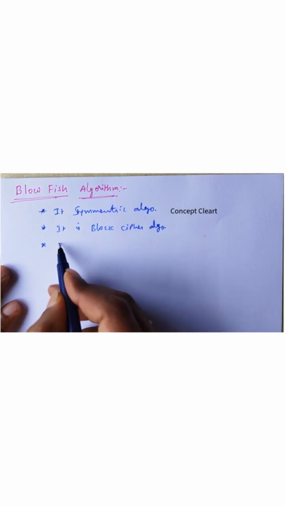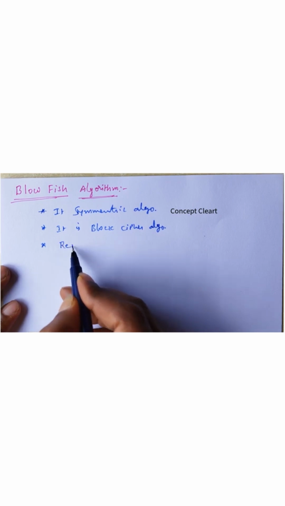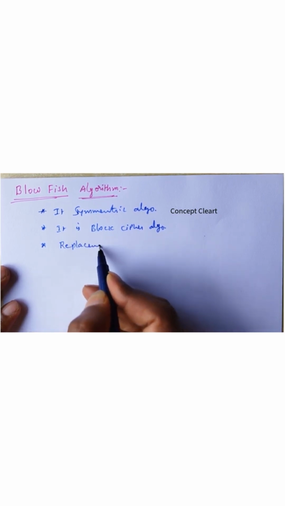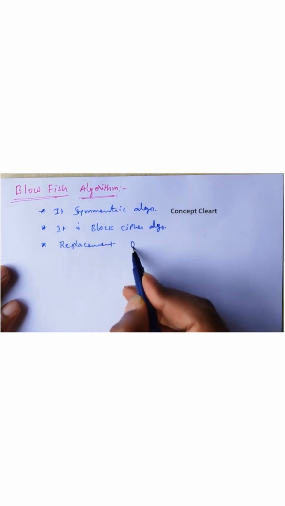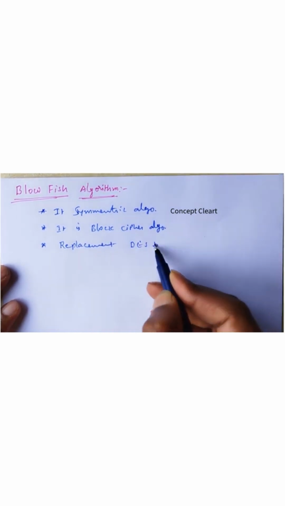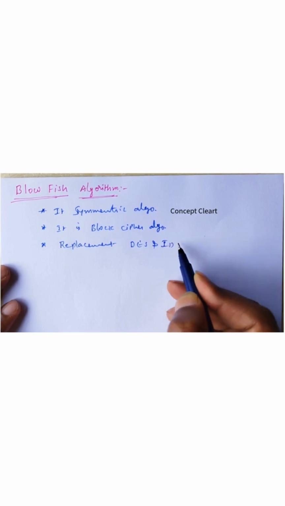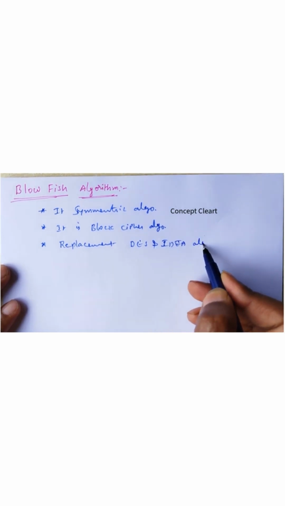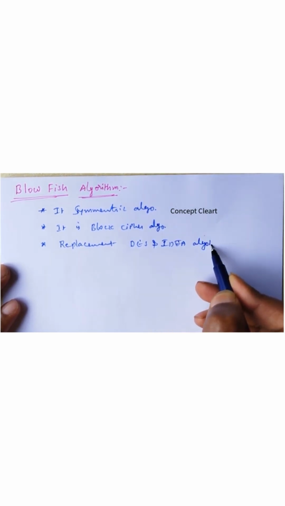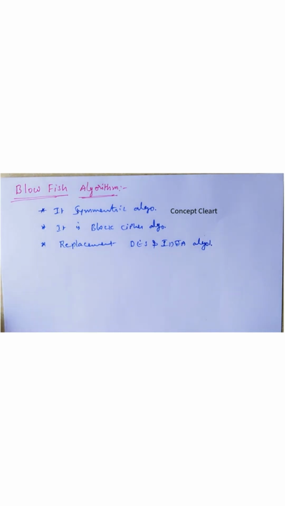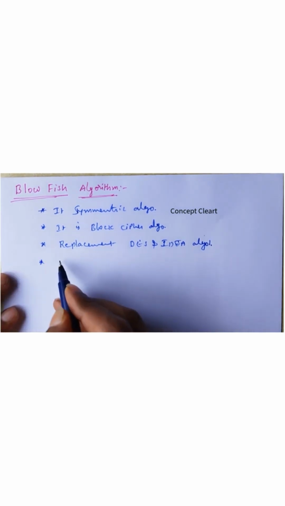Next, blowfish is a replacement. What are the drawbacks in the DES algorithm and the IDEA algorithm? Those problems are overcome in the blowfish algorithm. This is the replacement of these two algorithms. Okay, clear?